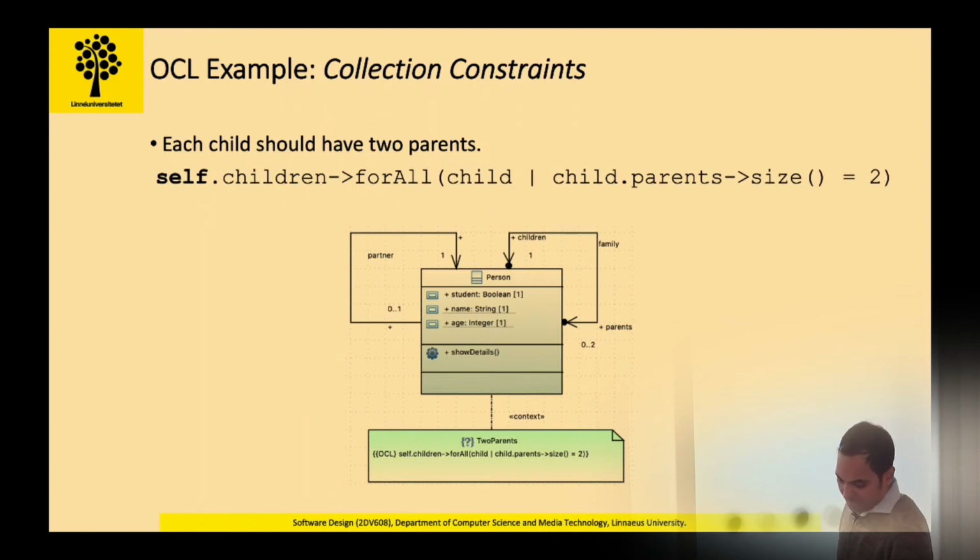So there is one complex example. We want to check that each child should have 2 parents, because without 2 parents a child cannot be born. How can we do that? Let's say again self, which is denoting this object, dot children. One child might have 0 to 2 parents. So if we have self dot children, it will get all the children it has.